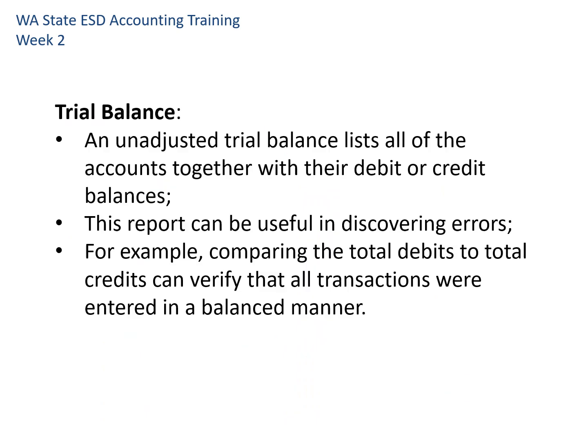Finally, we'll take the balances that we have once we've completed the general ledger posting. We'll take the ending debit and credit balances of each of those, and we'll prepare an unadjusted trial balance. So that is a listing of all the accounts with a non-zero balance and whether the balance is in the debit column or the credit column. It can be very useful in discovering errors, for example, comparing total debits to total credits to make sure everything has been entered correctly before you go on to the next step.